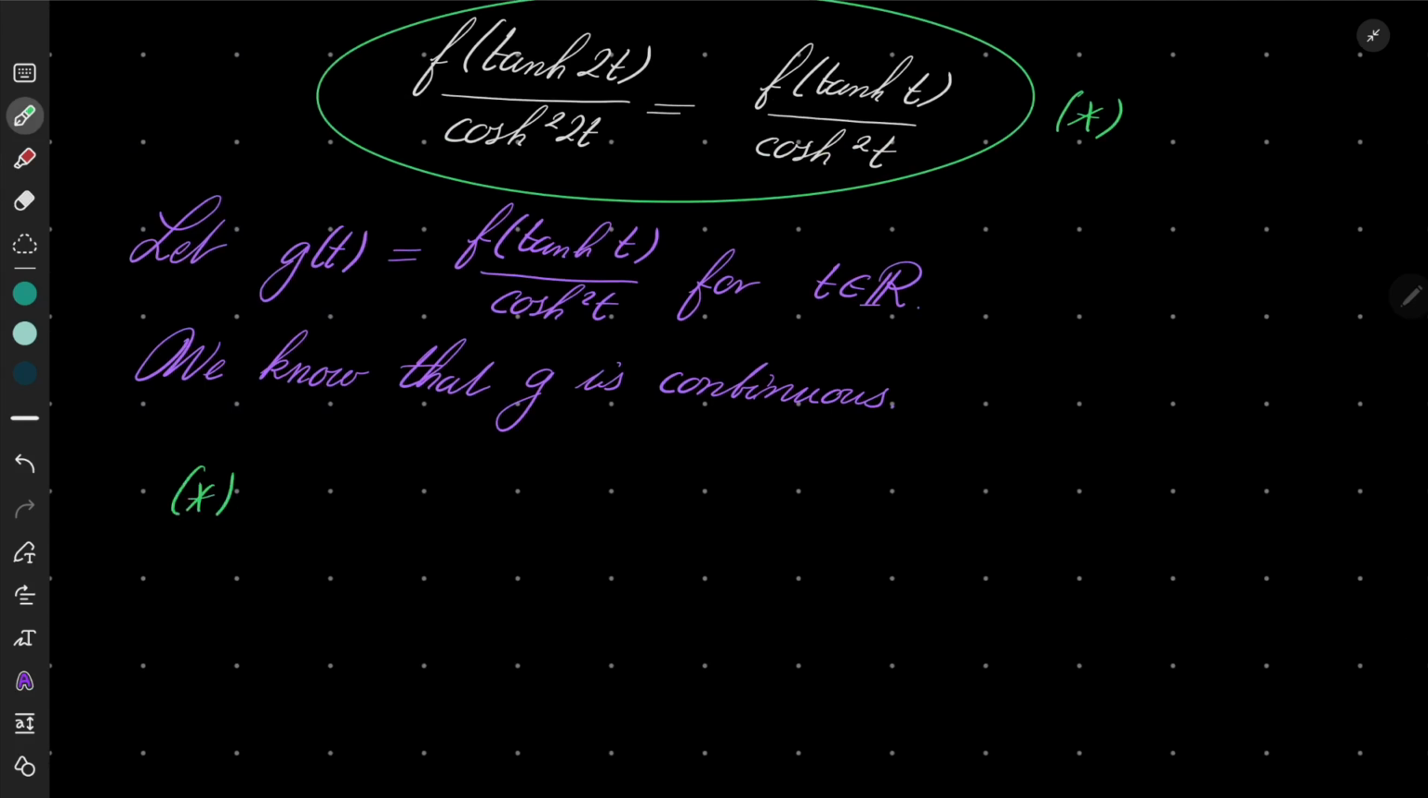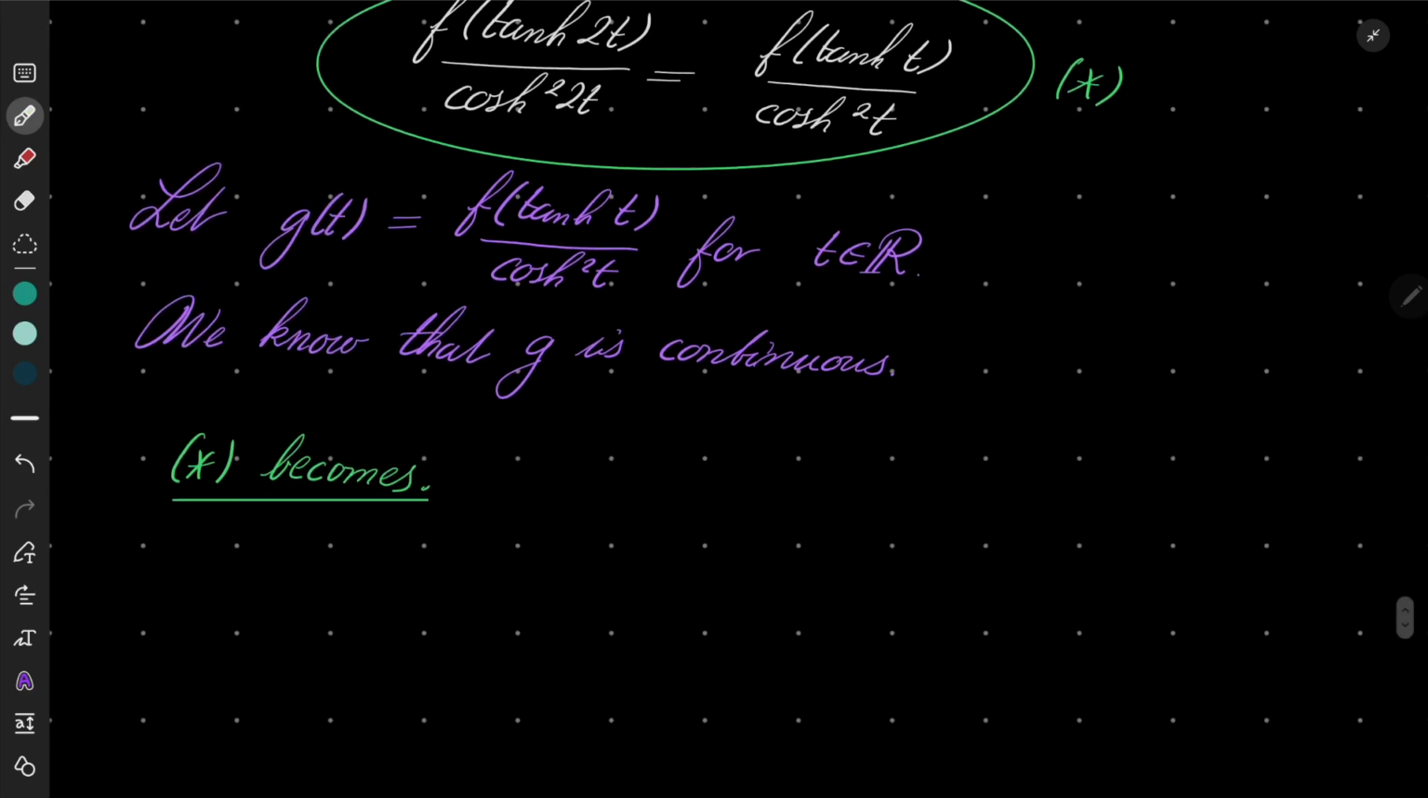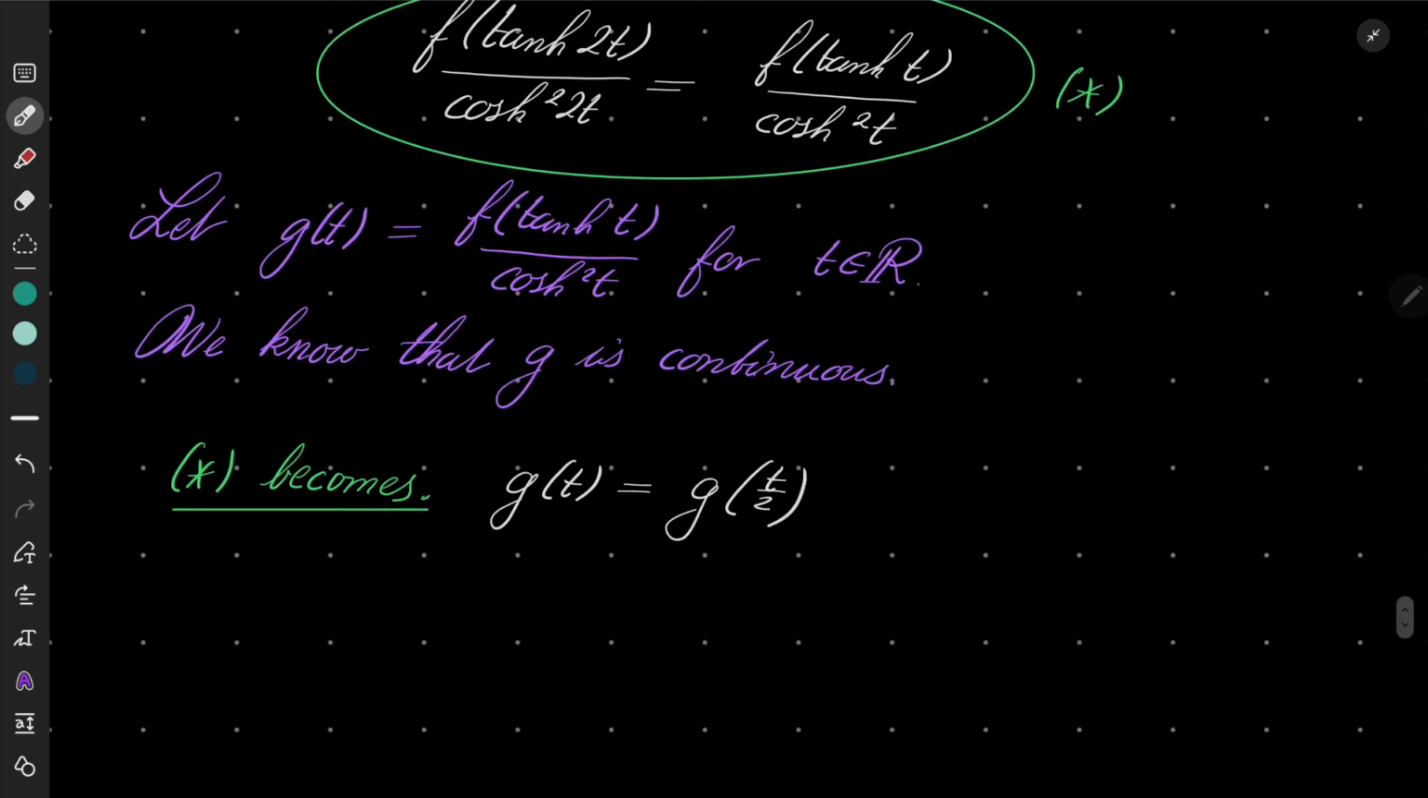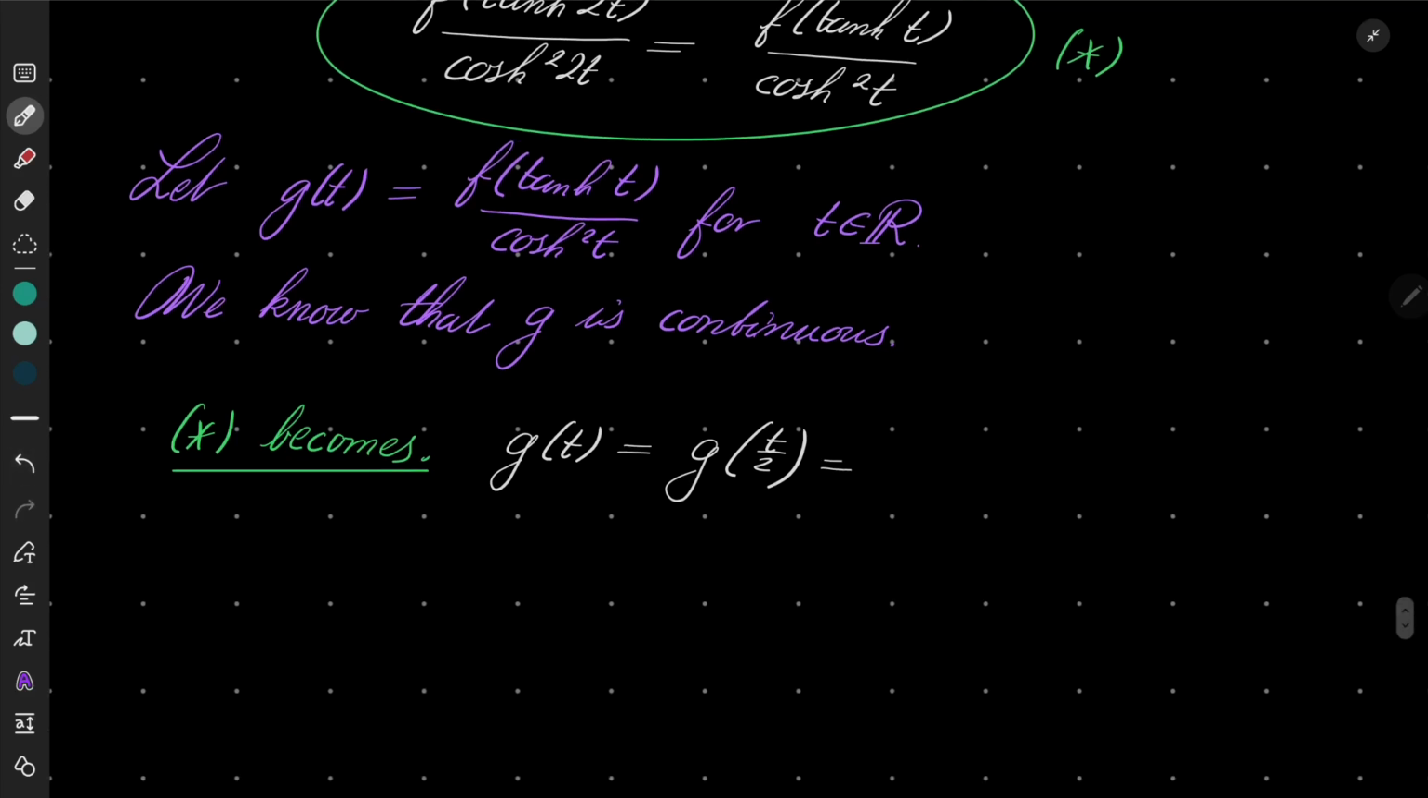Star becomes what exactly? Well, if you take a look, I can write it in the following way. G of 2t equals g of t over 2 for every t. Yes, I have changed t to t over 2. So instead of 2t, I have t, and on the right hand side, instead of t, I have t over 2. But that holds for every real number t.